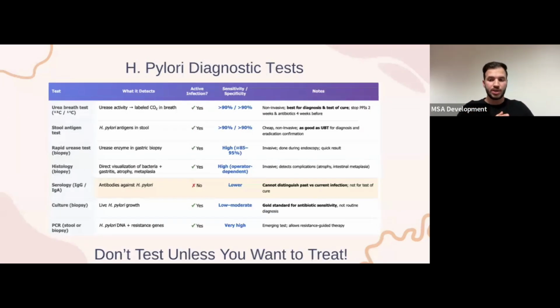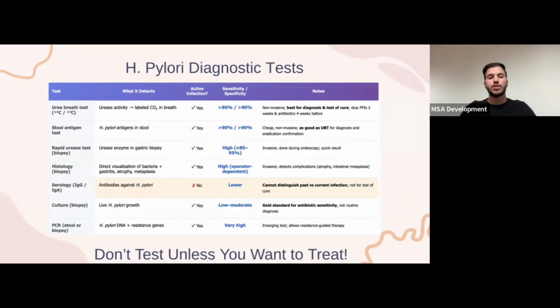If H. pylori is present, the bacterial urease will break down the urea to ammonia and CO2. Now, this CO2 will be absorbed in the blood and exhaled while breathing. Then we take a breath sample and check if the labeled CO2 is there. If so, we make sure that yes, this patient has the infection.